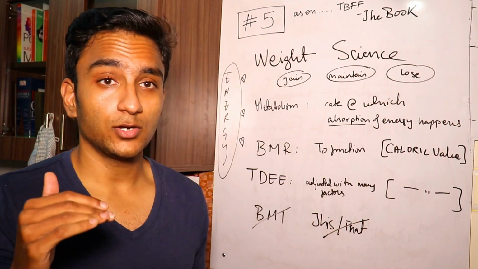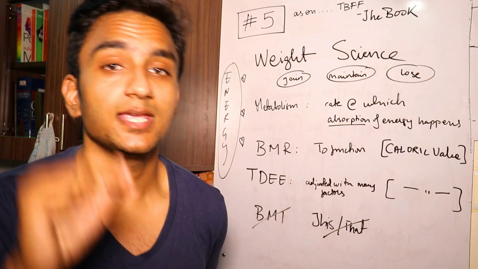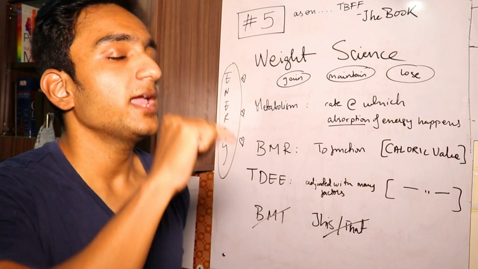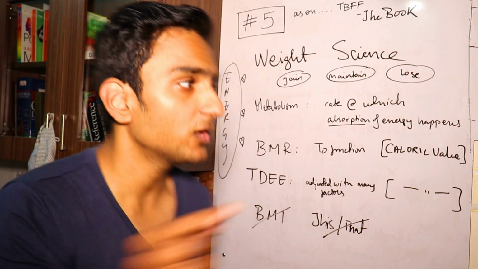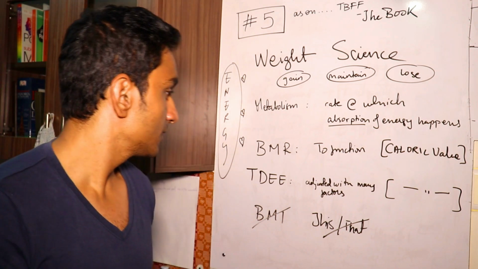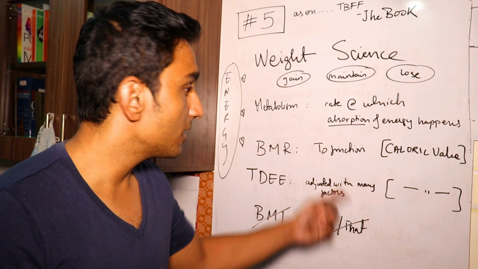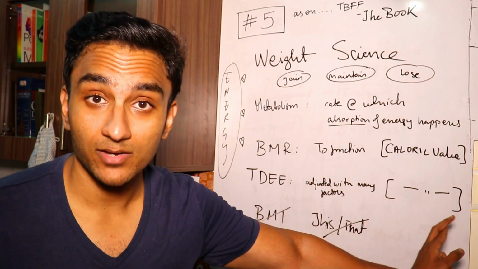The last thing that you need to know, and the most important thing, is something called TDEE, which is total daily energy expenditure. Anybody on the face of the 21st century earth who's ever lost weight without knowing this, I thought he or she just winged it. Now, TDEE is BMR adjusted with activity and lifestyle and whatnot. Even that has a caloric figure.